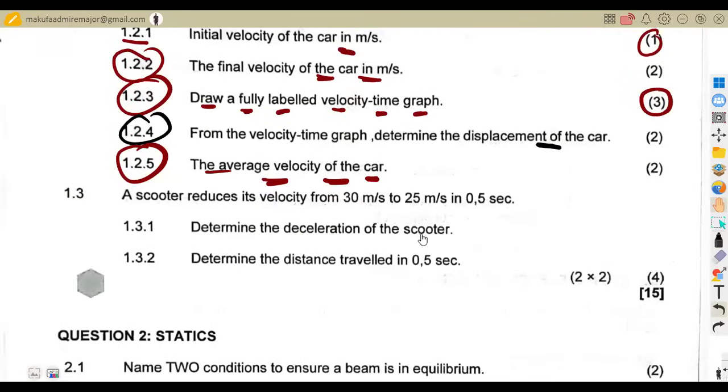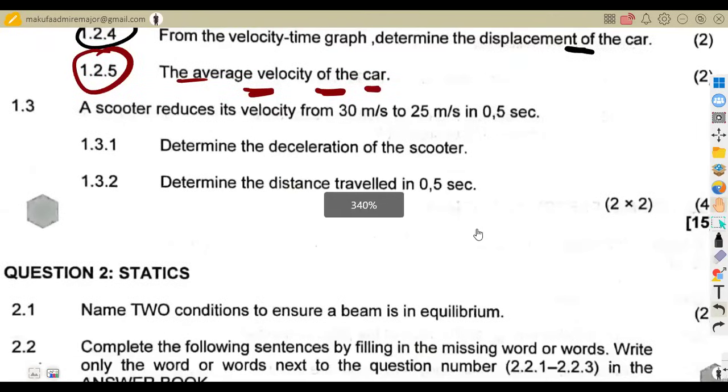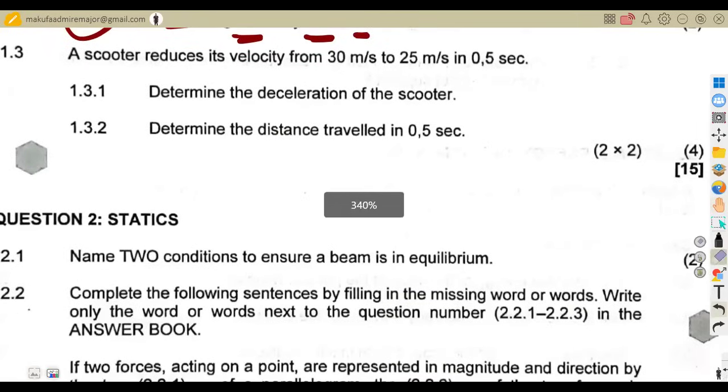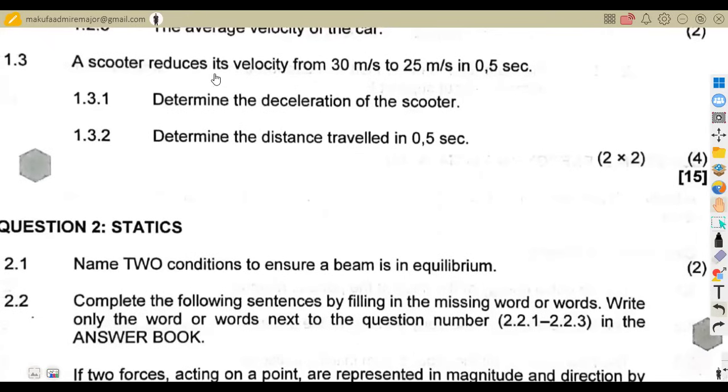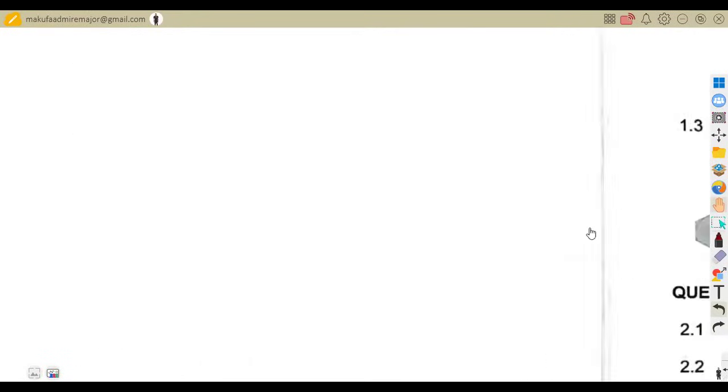1.3 is now another question on its own. It's different from this part, it's just a separate question. There we are given a scooter that reduces its velocity from 30 meters per second to 25 meters per second in 0.5 seconds. So we have the initial velocity and the final velocity. The scooter's speed is reducing, meaning to say there is a deceleration in that case. So that's 1.3.